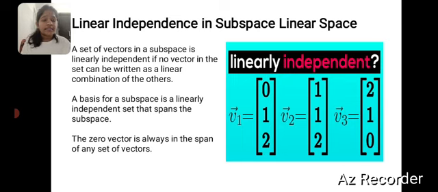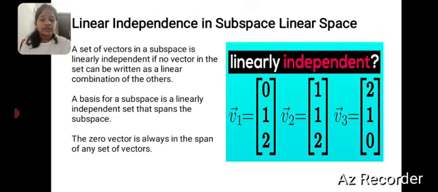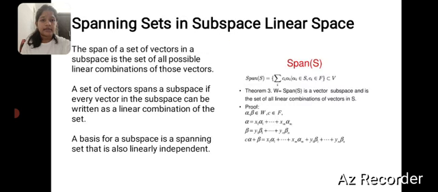Linear independence in subspace linear space. A set of vectors in a subspace is linearly independent if no vector in the set is a linear combination of the others. A basis for a subspace is a linearly independent set that spans the subspace. The zero vector is always in the span of any set of vectors.